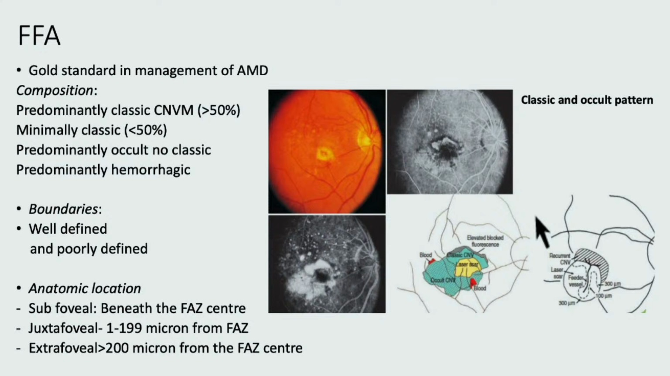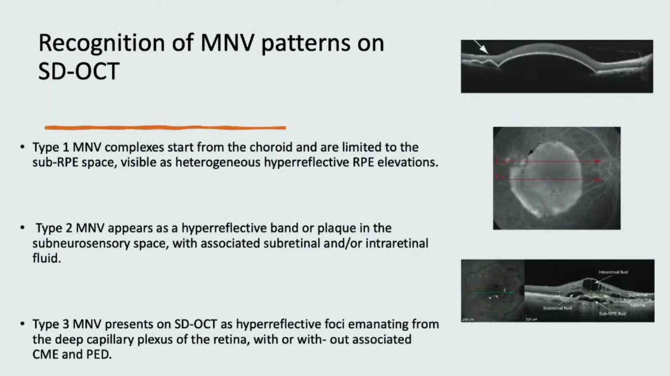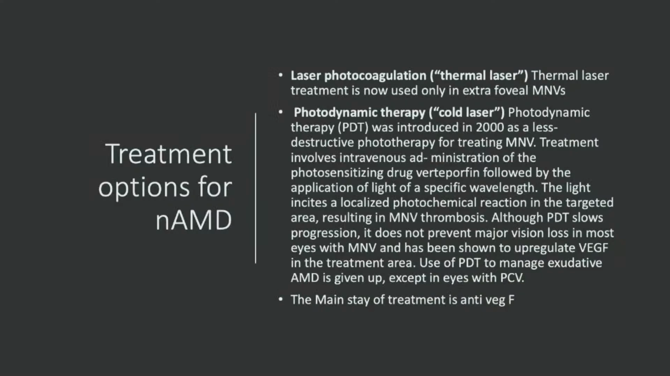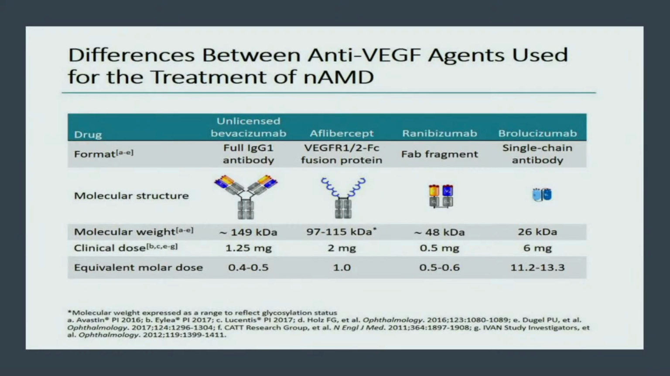Now, why is this important is that the occults of the previous era are the PCVs of today, right? So now OCTA has made it easier. If you have a type 1 where the lesion is predominantly subretinal, that is what was the occult of the previous generation. Type 2 was more classic. Type 3 is the RAP where the neovascularization starts from the retina and then goes down. Now, I think the laser part I've stressed upon, the PDT also I think I've spoken about.